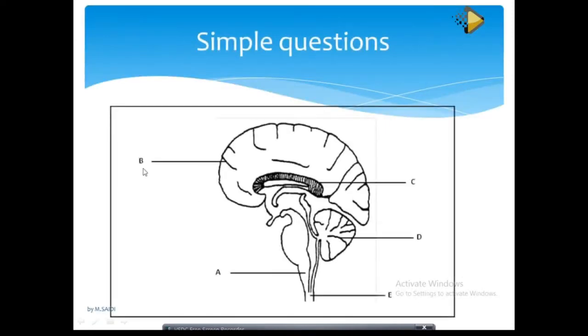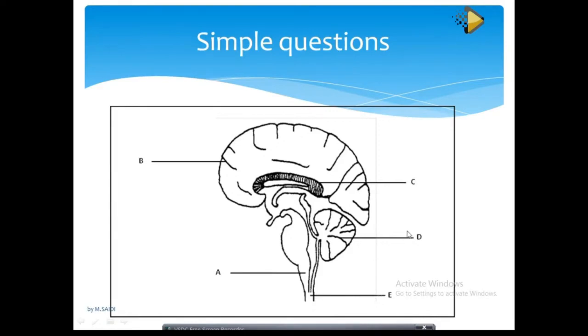What are some of the questions? Here is the structure of the brain. Can you label it very well? Part A, we said part A is the medulla oblongata. Part B is the cerebrum. Part C is the corpus callosum. Part D is the cerebellum. Part E is the spinal cord. Can you give the function of each?